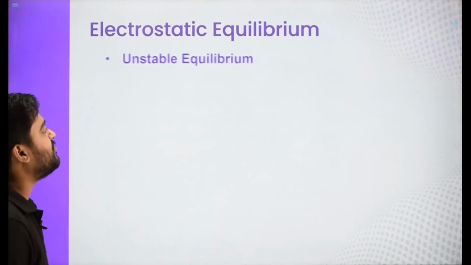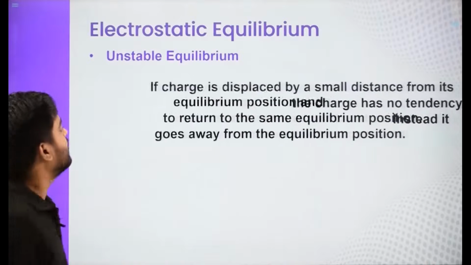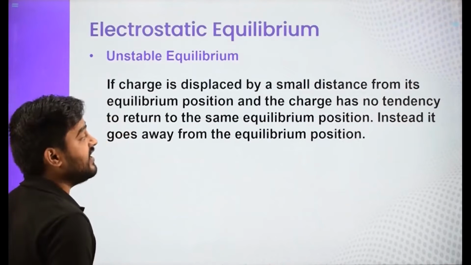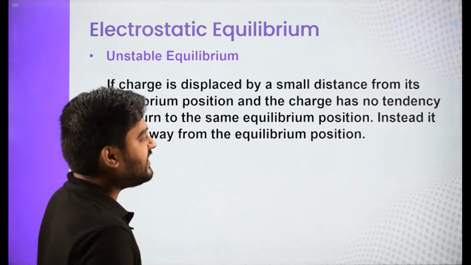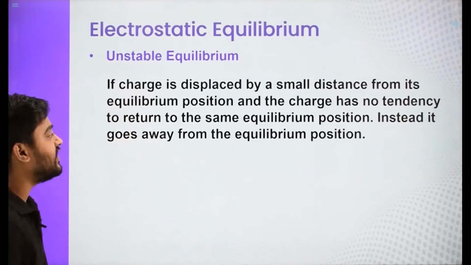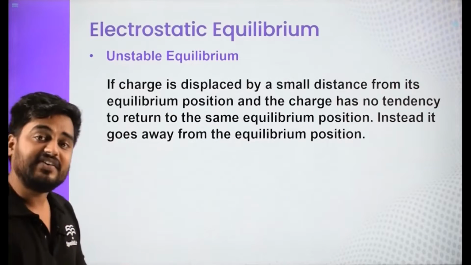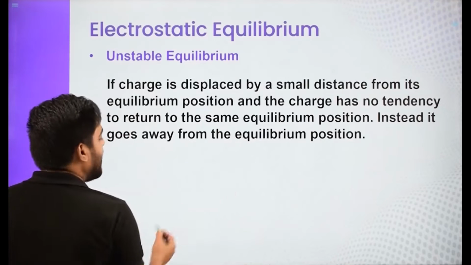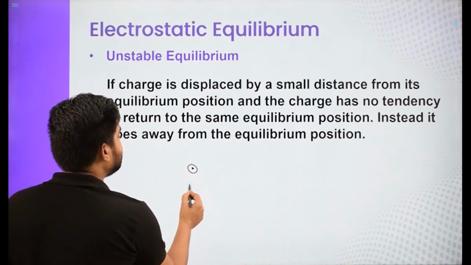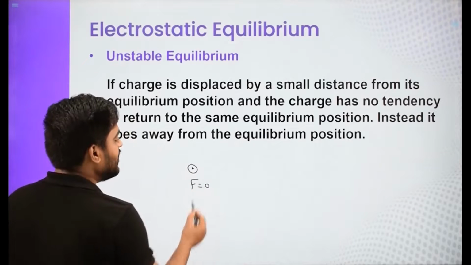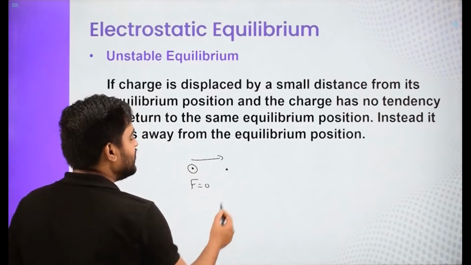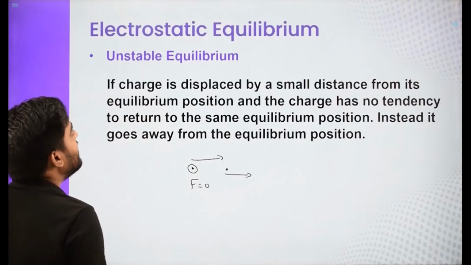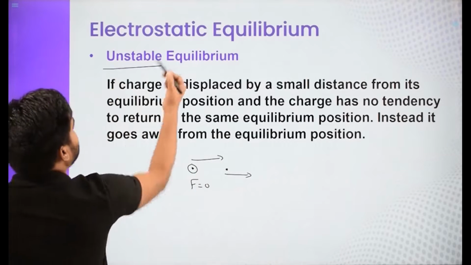Next is unstable equilibrium. If the charge is displaced by a small distance from its equilibrium position and the charge has no tendency to return to the same equilibrium position and it tries to go away from it, then such an equilibrium position is called unstable equilibrium. Again, let us say this is the equilibrium position where force is 0. You displace it over here, but some external force acts that way and it goes away from the equilibrium position, then we will say this is our unstable equilibrium.